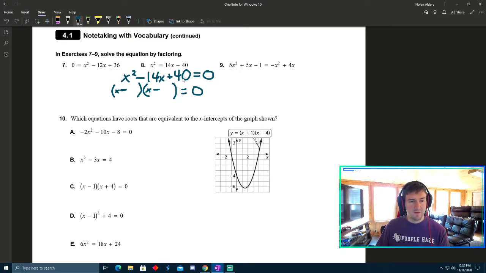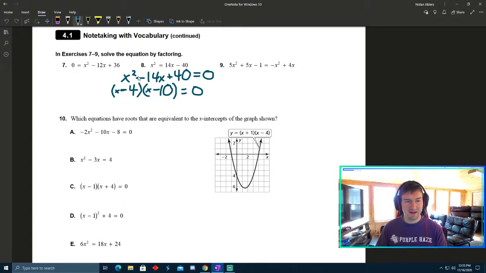Okay, and then what times what equals 40? And we can see, oh, 4 times 10 equals 40. But we have to check it, because we have to take this number and add it to this number, and it has to get that middle number. Otherwise, we have to try a different product. So 4 times 10 is 40. But when we add these two, negative 4 and negative 10, we have to get negative 14. And we can see in this case, we did. And of course, I saw that coming. So that's what we did there.